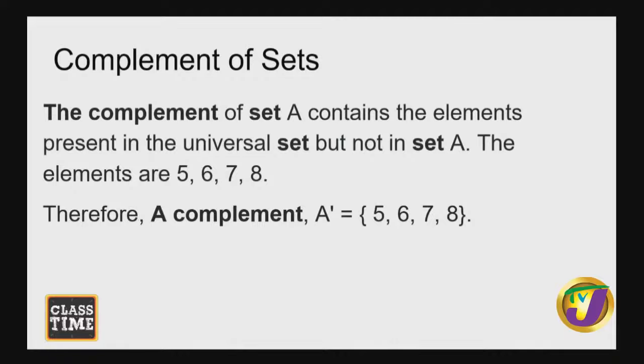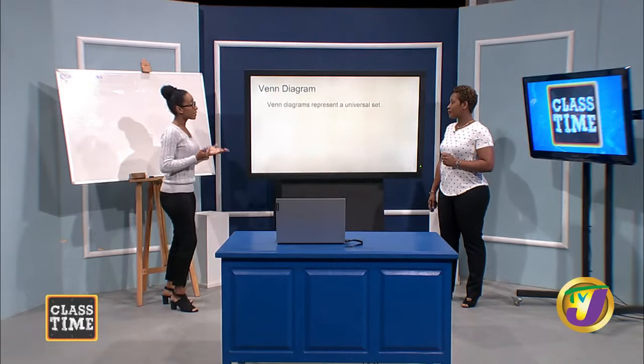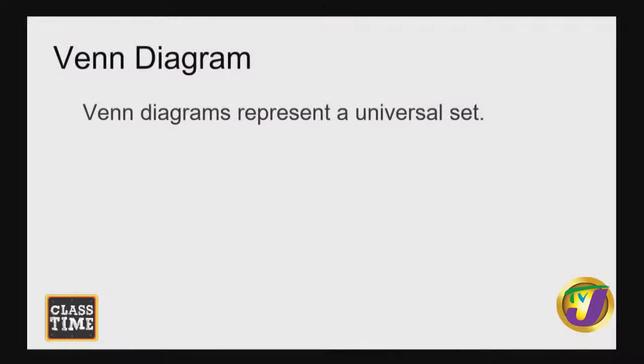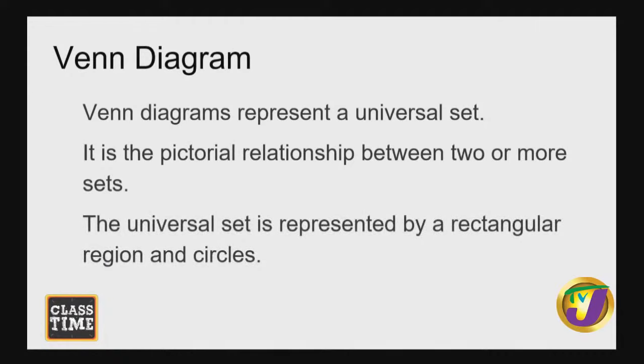Awesome stuff. So we're looking at A complement. All right. Cool. Let's take a look at Venn diagrams. Venn diagrams represent a universal set. It is also a pictorial relationship between two or more sets. And the universal set is represented by a rectangular region and circles.